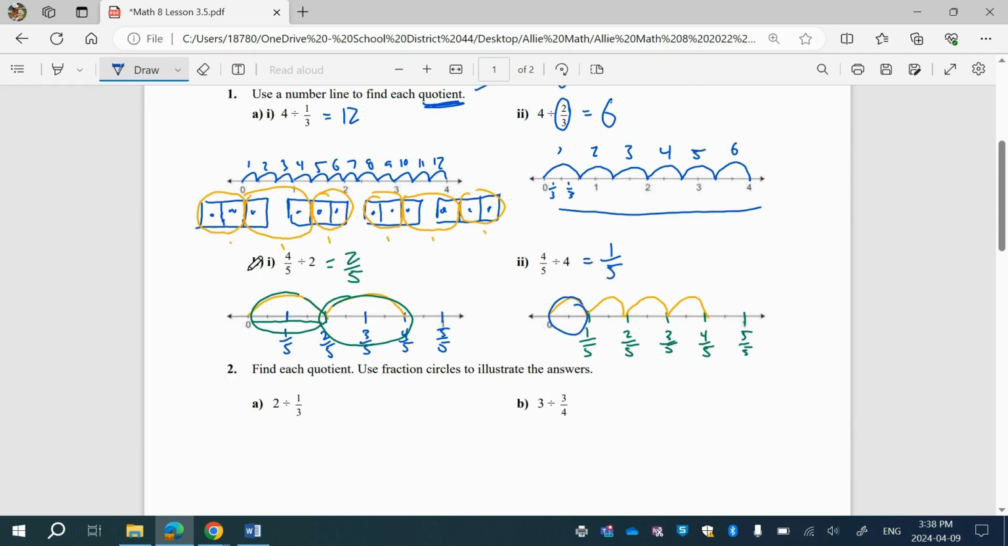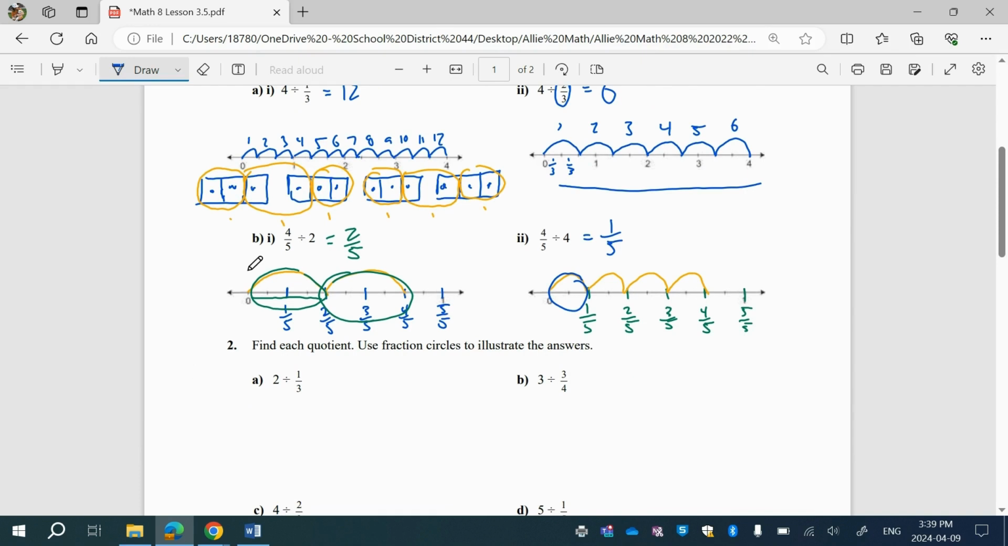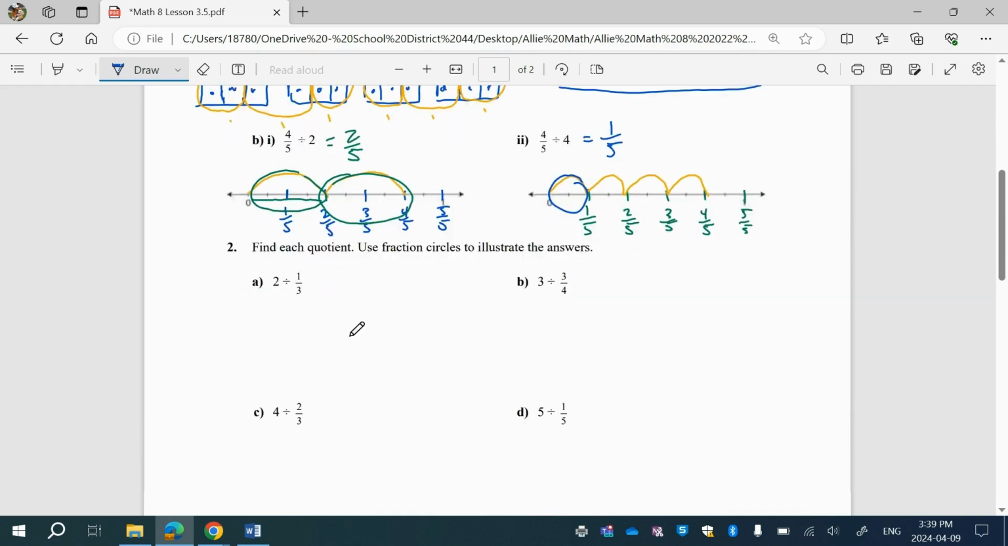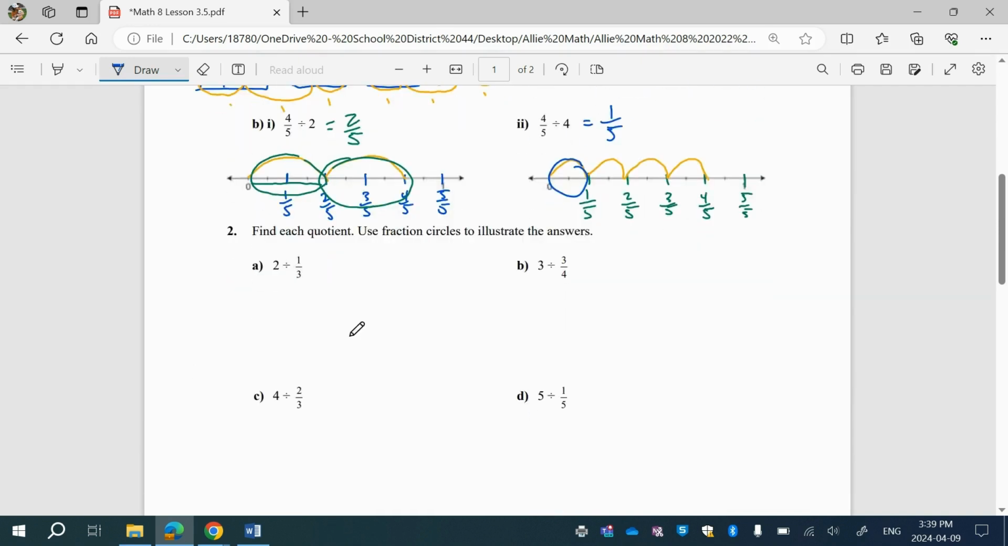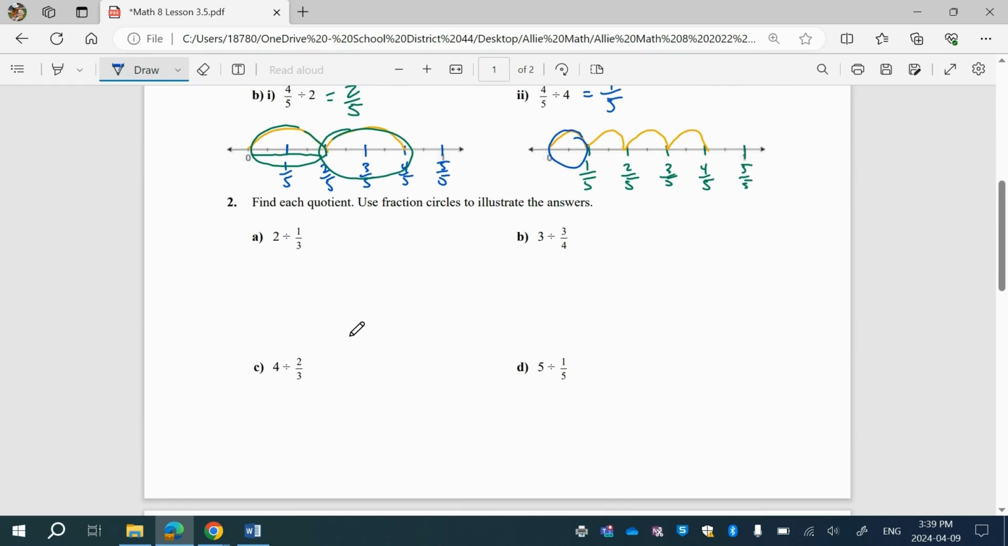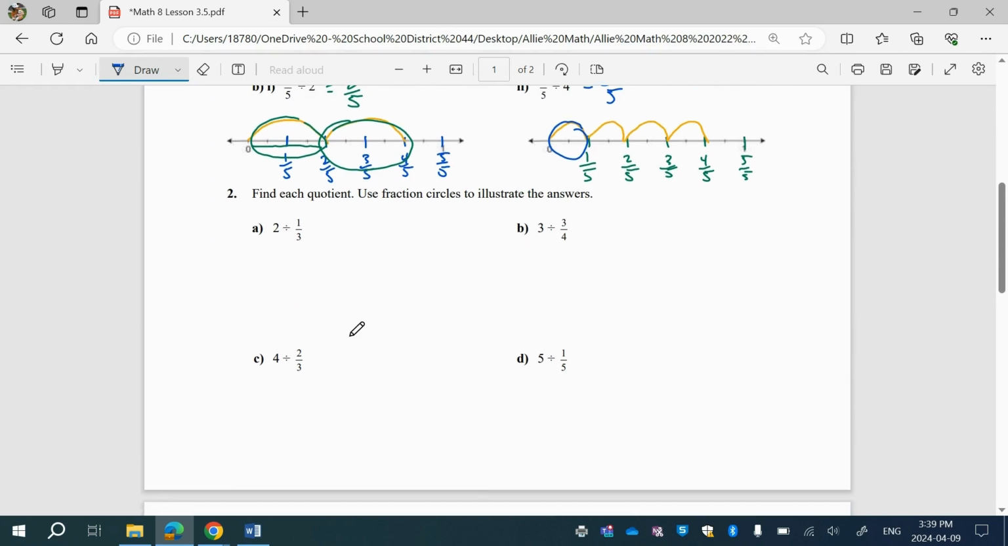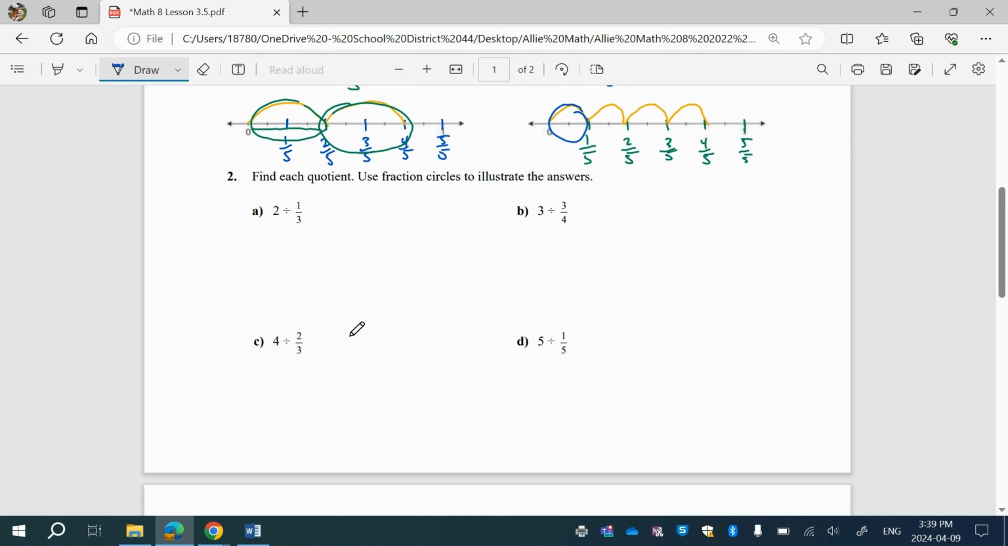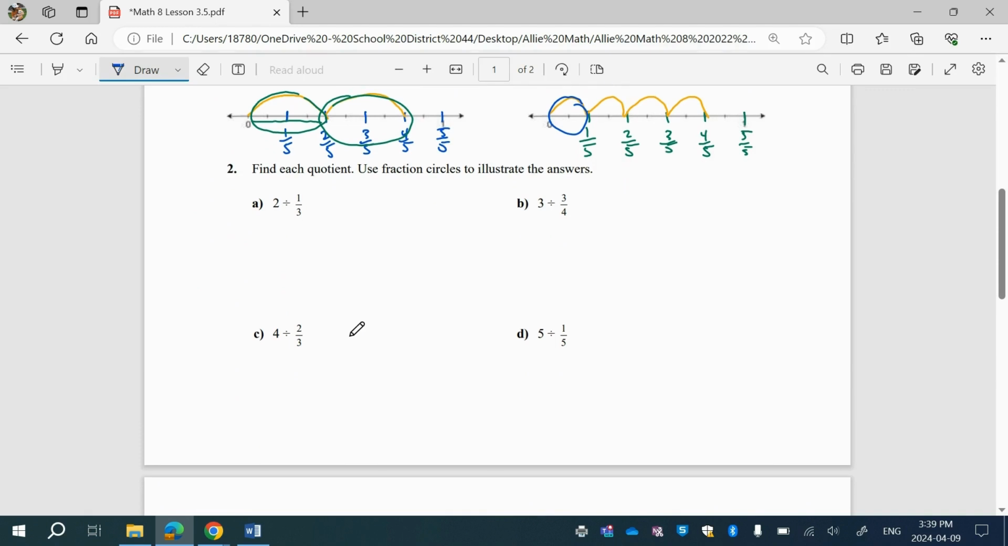For those of you who don't love diagrams, we're going to do a little bit more, and then we'll get into the keep, change, flip method, and you might like that a little better. But I just want to show you some diagrams and what is actually happening here, so you might understand it better. Next, we're going to use fraction circles to illustrate the answer. You might like this better than the number line. I personally do. So we're going to draw 2 circles. That's our 2.